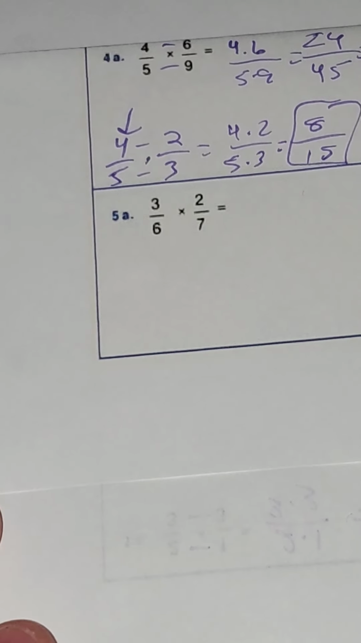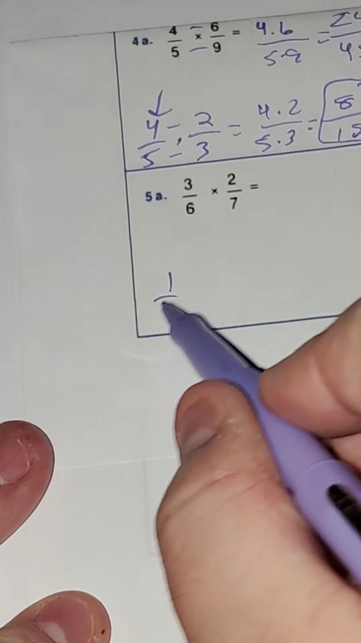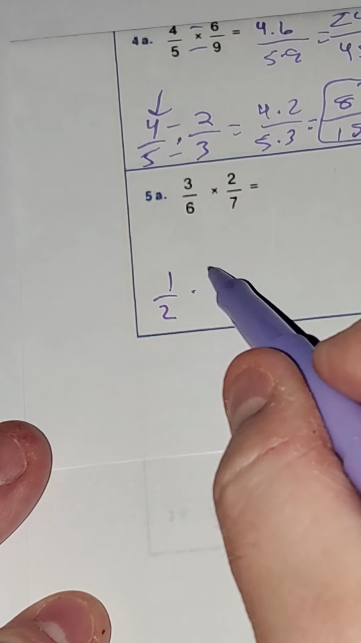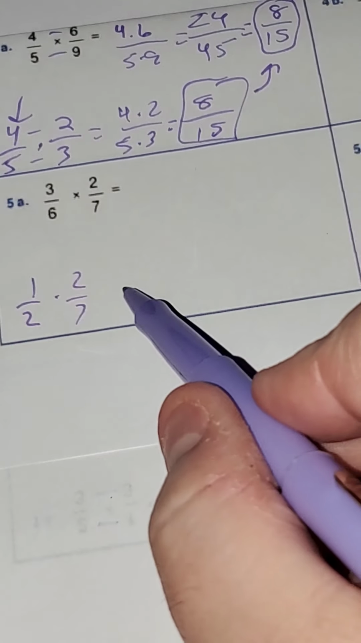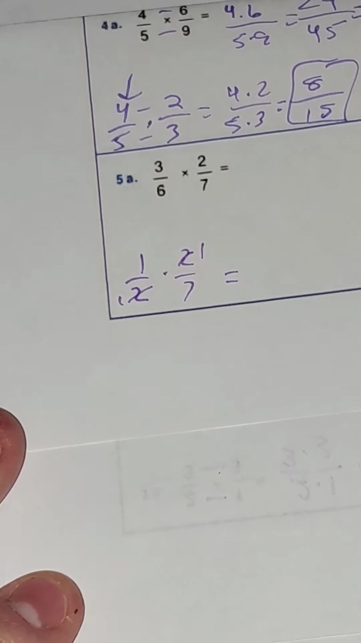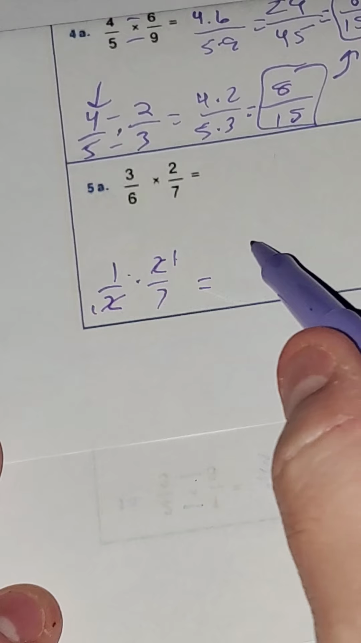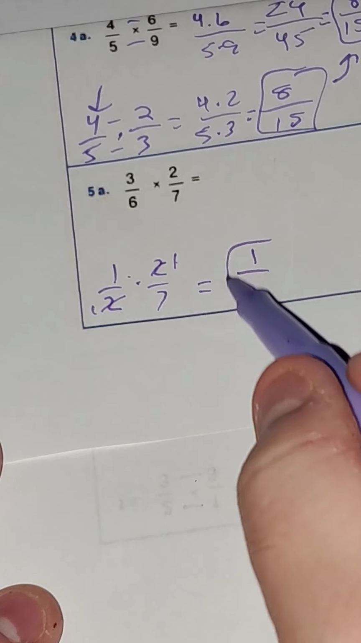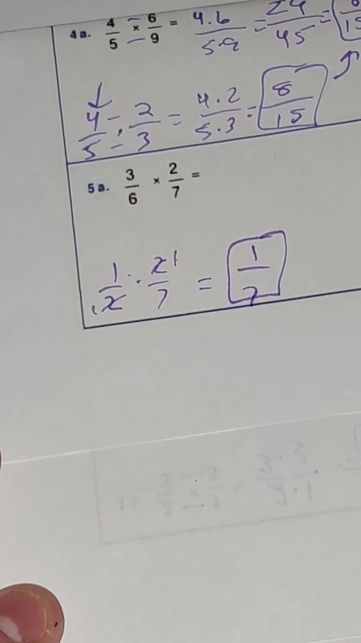Okay. Here we got something that reduces. 3 over 6 is nothing more than a half times 2 over 7. And guess what? Here's another way to reduce. 2 goes into 2 one time. 1 times 1 is 1. 1 times 7 is 7. This will be our reduced fraction.